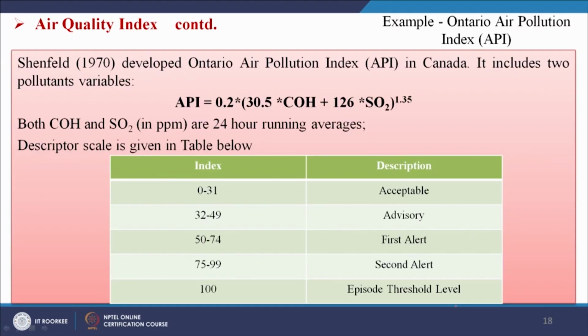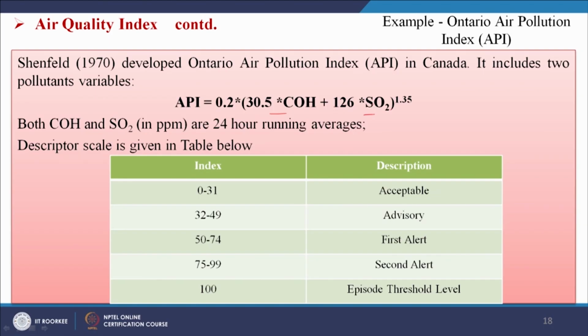Now, another example is the Ontario Air Pollution Index. Here API is equal to 0.2 times 30.5 times COH plus 126 times SO2 to the power 1.35. So, the aggregate API is presented here. There also, in the same way, this is the arithmetic mean of these two individual indices, and the individual indices are defined by this.